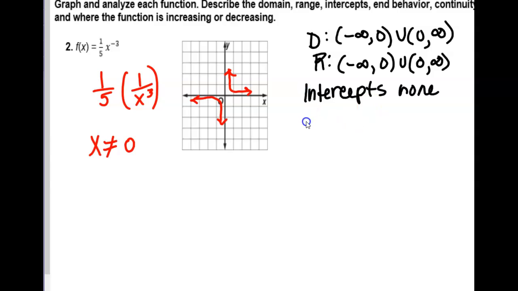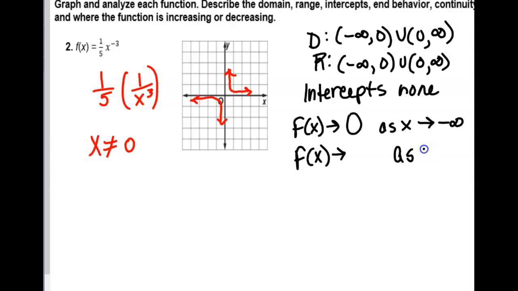Okay. End behavior. F of x is approaching what as x goes to the left? What is it getting closer and closer to? Yep. F of x is doing what as x goes to the right? It's also approaching 0. When you get to calc, you might have to put whether it's approaching from above or below, but you don't have to do that now. All right, it is not continuous, right?